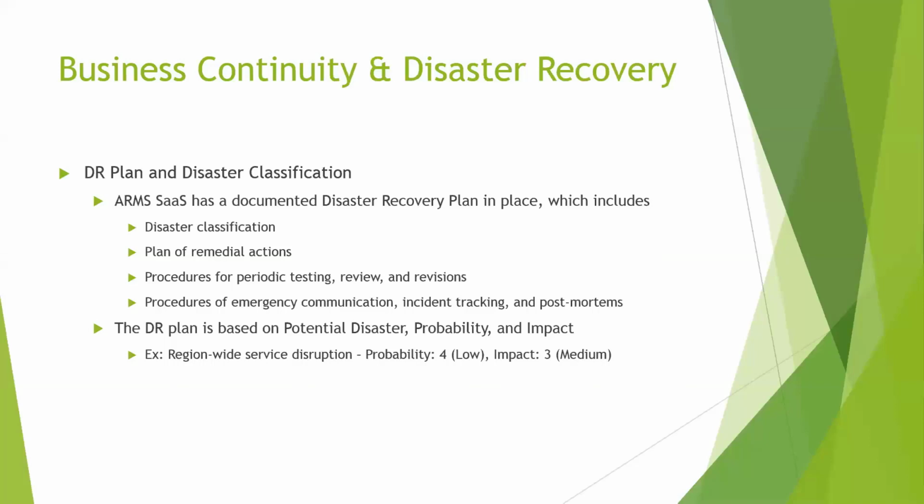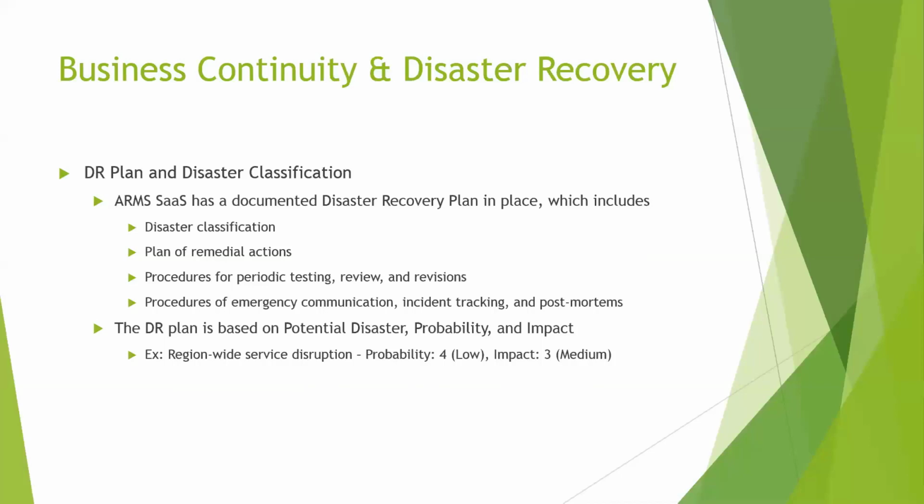The DR plan is based on potential disaster, probability of that occurring, and the impact it would have if it did occur. Example, let's say the Azure Gov Texas region. If for any reason there is a region-wide service disruption there, the DR plan for ARMS SaaS puts that at a probability of 4 on a scale of 1 to 5, 5 being very low. We would call that probability 4. The impact of that, on a scale of 1 to 5, we would call 3, being medium.